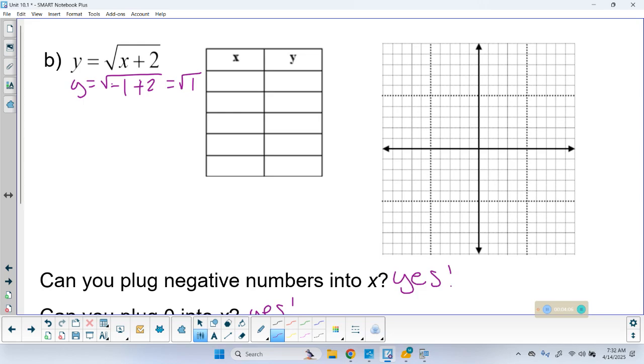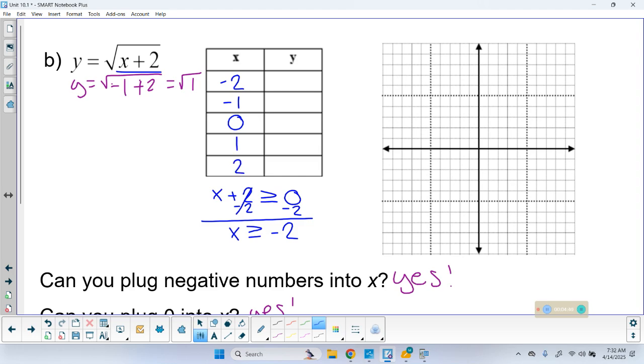Now, for your domain, for the first number for your x value, you have to look at what is underneath of your square root. So we take the x plus 2, and it has to be greater than or equal to 0. If we want to find x, you subtract the 2 over, and we get x is greater than or equal to -2. So -2 is the first number that we have to start with, and then we have to count up because it's greater than or equal to. So we go to -1, 0, 1, and 2.